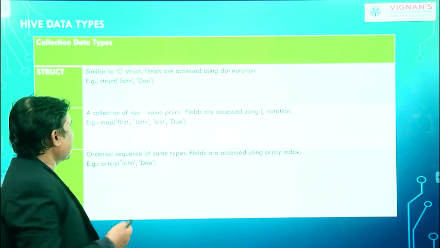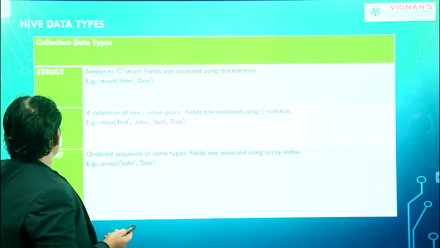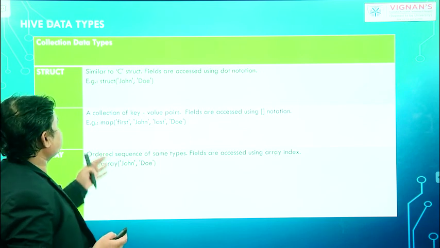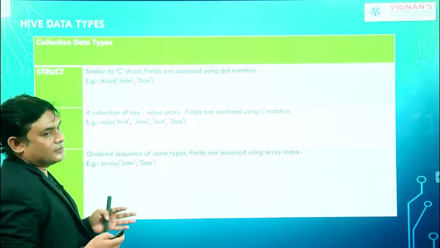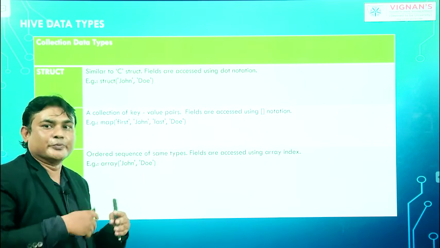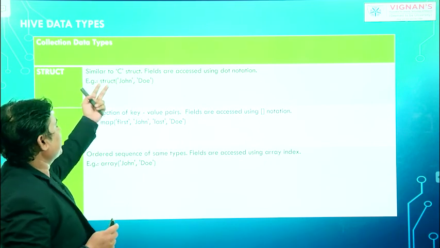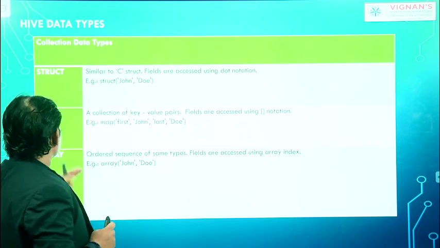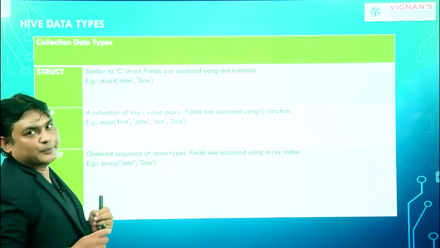What are we going to call a complex data type? We have struct, just like C structures, right? In a struct, in a column, we have multiple values, and you can access them using the dot operator. So just like a struct, here John is the first name and Doe is, suppose, the last name. Similarly, map is also a complex data type.